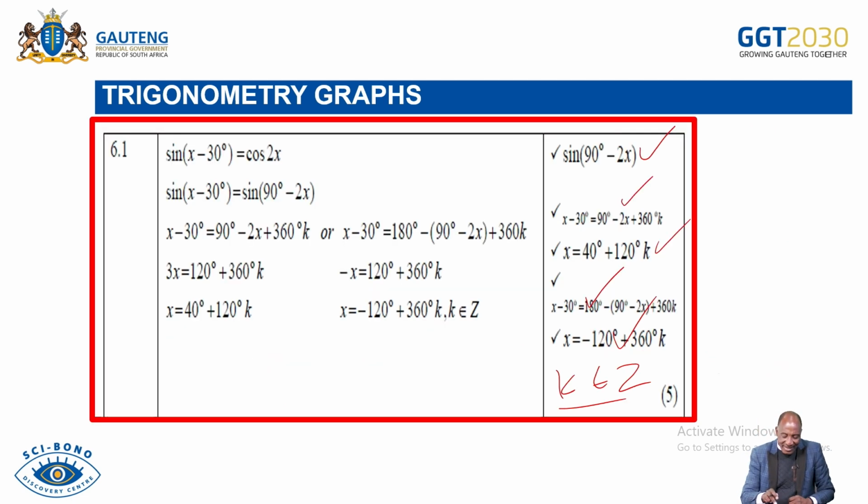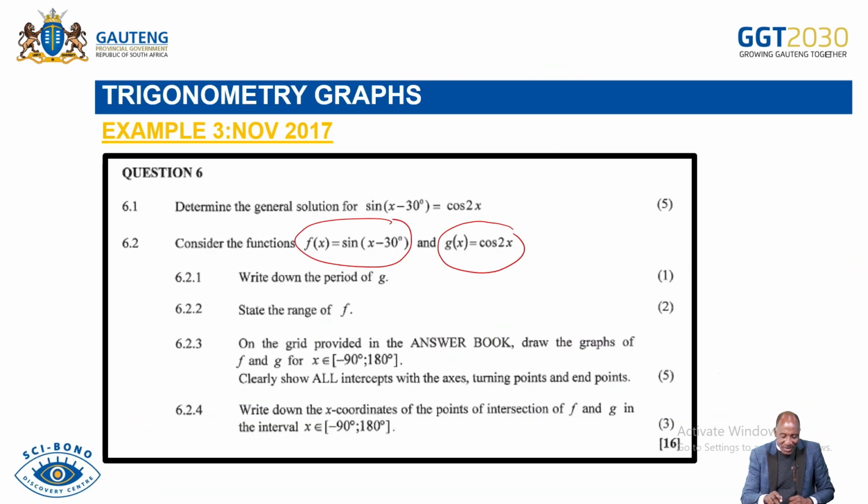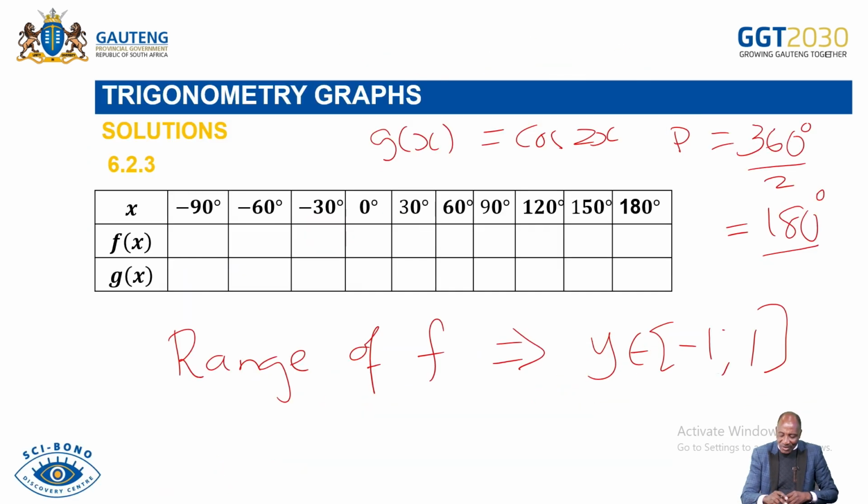Okay. Then 6.3 now, you are asked, on the same grid provided in the answer booklet, to draw the graphs of f and g for x an element of -90 to 180 degrees, and clearly show all your intercepts with the axes. This is again where you are going to complete the table first on your calculator and fill in all the values there.